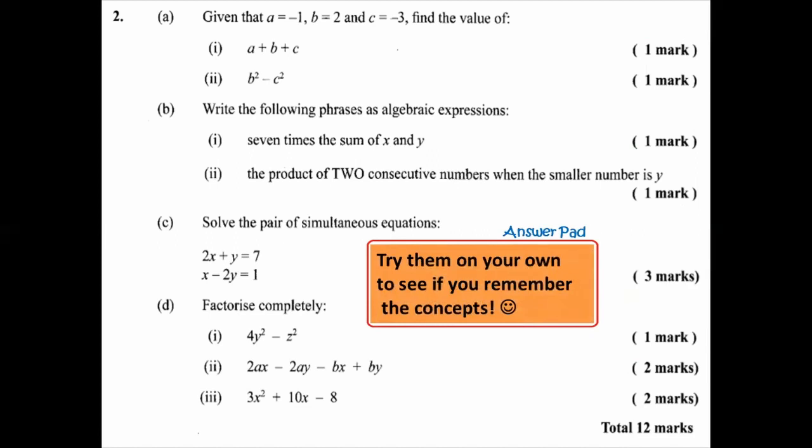And that's 5 algebra questions. As you can see, many of the concepts are just repeating themselves. Please ensure that you have good practice on them and remember the concepts, because somehow in your exam, you will be seeing these concepts again.